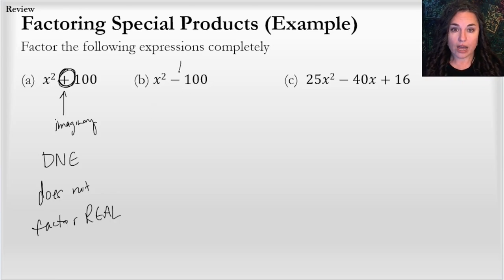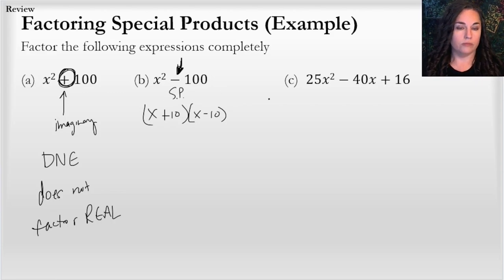Whereas this, where I have a negative sign here, that is a difference of squares. Note, words mean things. I need a difference of squares. This is an addition of squares. I need a difference of squares. So I'm going to say this is x plus 10 times x minus 10. Done. I didn't play any games getting into that other than recognizing this is a special product.